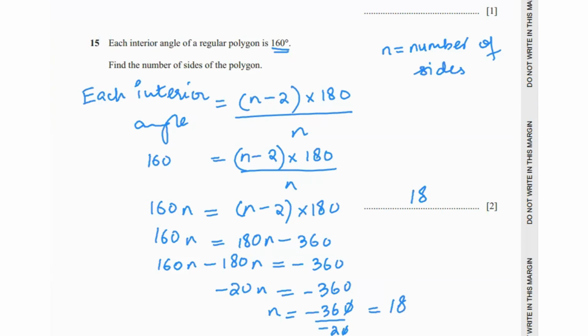That's it. And sum of exterior angles is always going to be 360 degrees. And each exterior angle would be 360 divided by n. So these are the four main formulas that you need to remember when you're dealing with regular polygons and their angles.